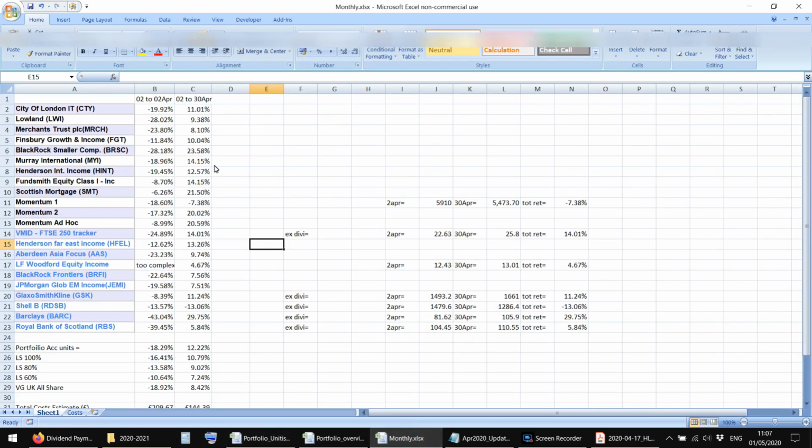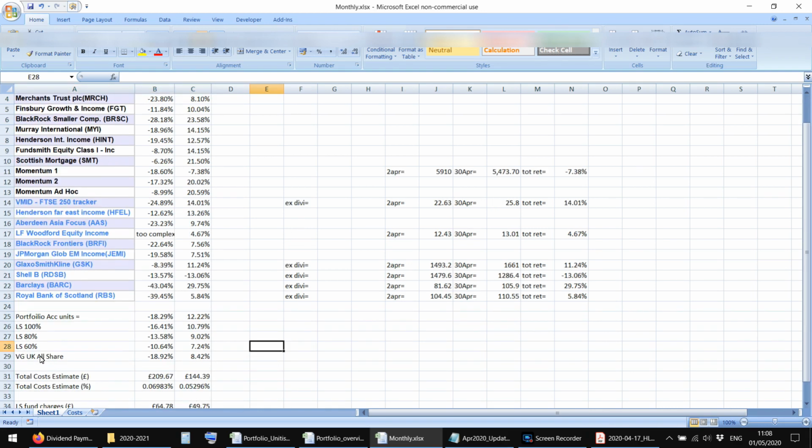Anyway, I've just copied that number across. I've done all the same numbers. So the portfolio units have gone up by 12%. And I've used the AIC's website again to get all of these numbers. And it's actually done a little bit better than the Life Strategy 100 this time. It makes sense that in a market that's going up, the life strategies that have higher bonds wouldn't do as well as the other life strategy. And the Vanguard UK All Share got 8.42%, so it beat that as well.